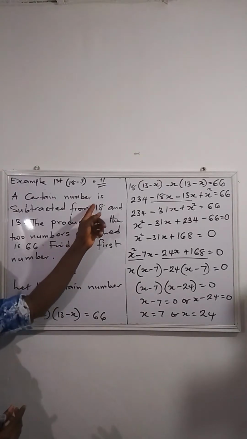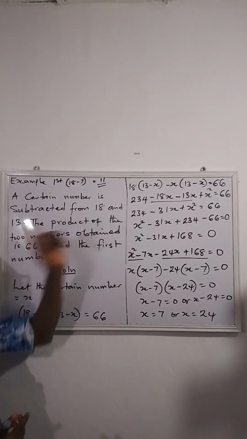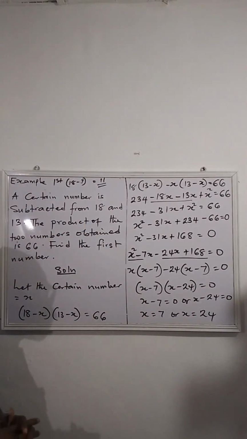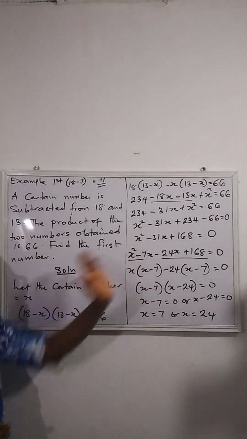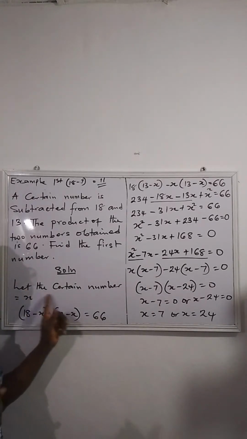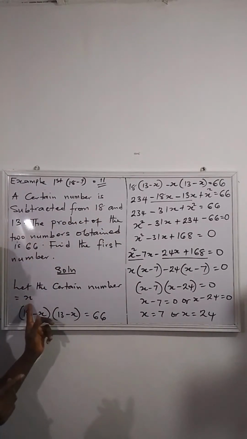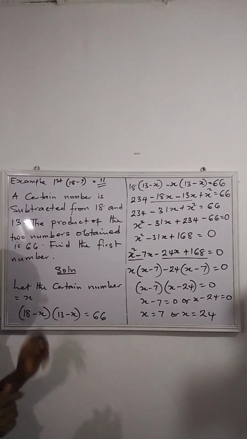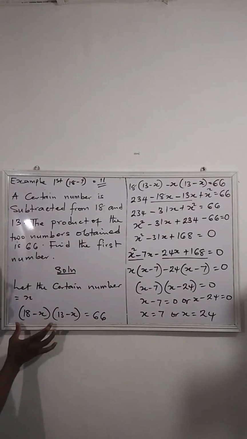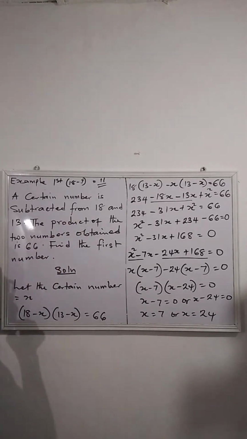That is what you have when you subtracted that number from 18. So that's what the question is asking. So you must understand the question. That will help you to be able to get the explanation here. So now look at it. I said, okay, let the certain number subtracted from 18 and 13 be x. So now I subtract x from 18 and also subtract x from 13 according to the question.